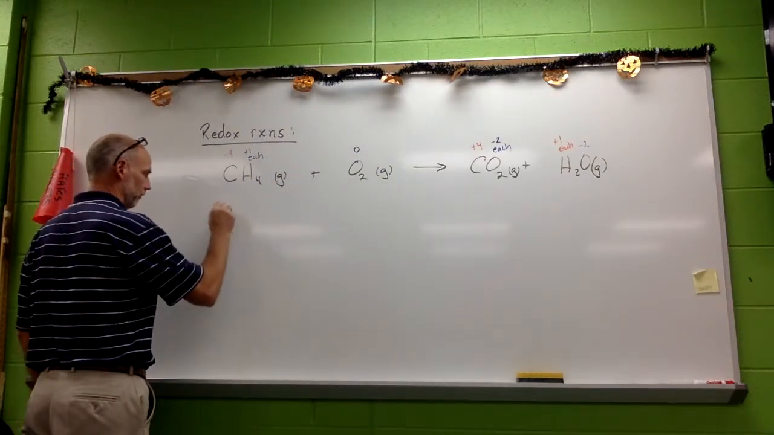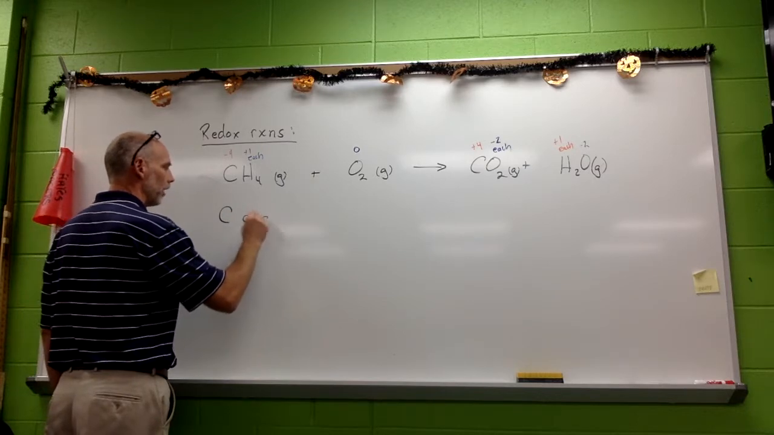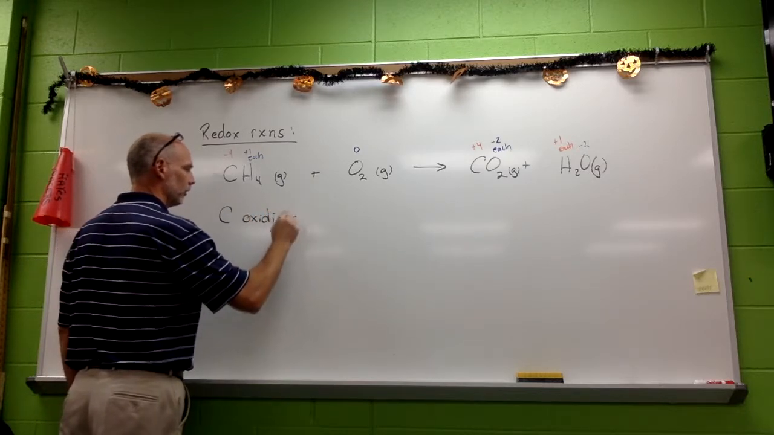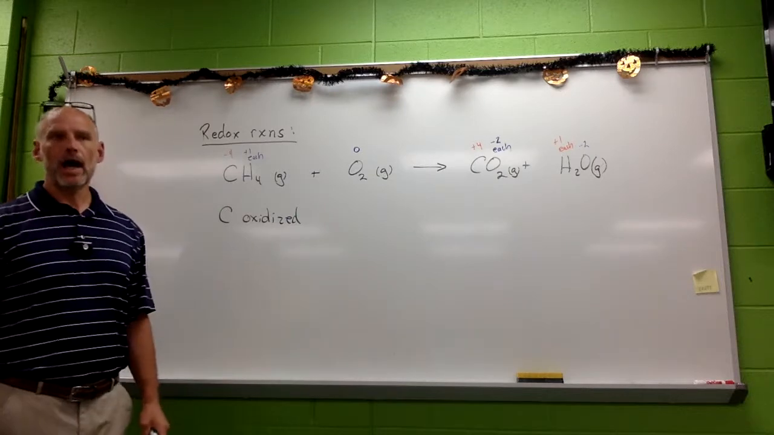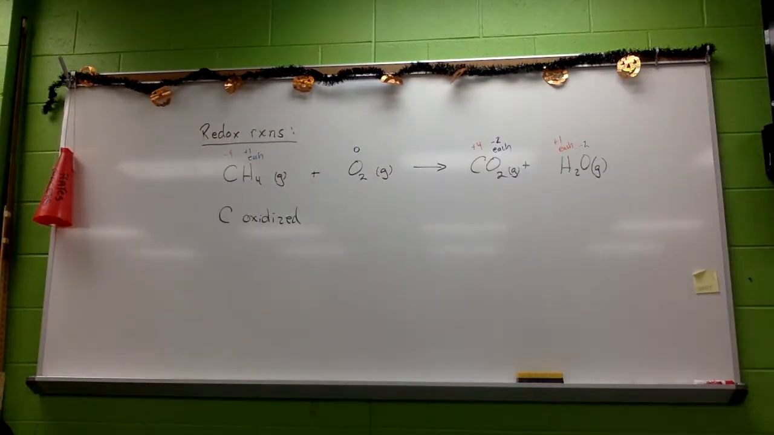Okay? All right. So, some terminology to introduce to you. The carbon is said to have become oxidized. So carbon oxidized. And now here's what we're going to do. For those of you that went through this last year, you may remember this. By how many electrons did carbon oxidize? 8.